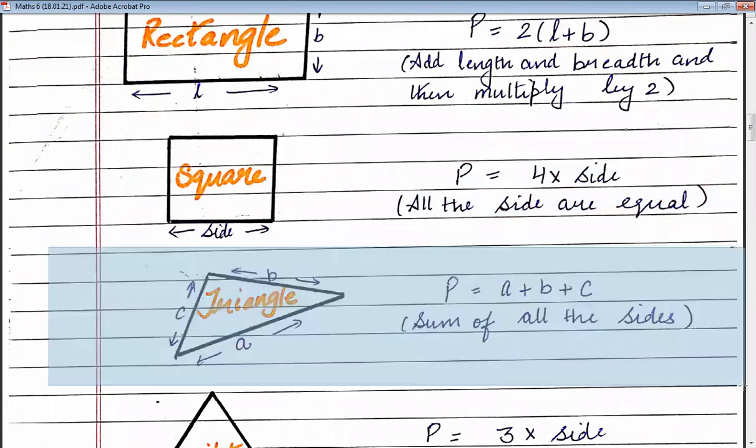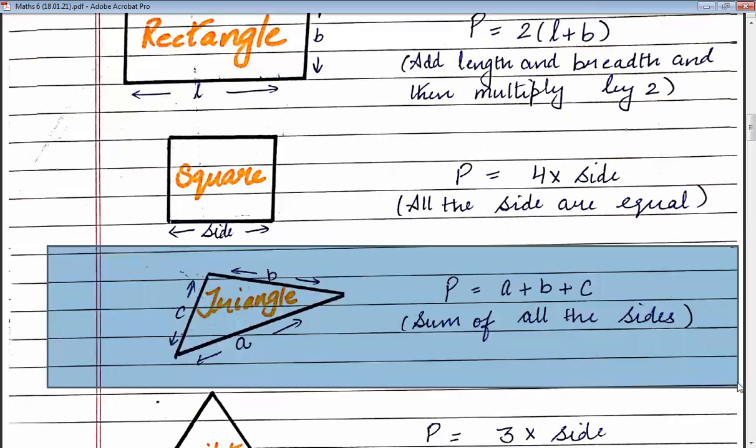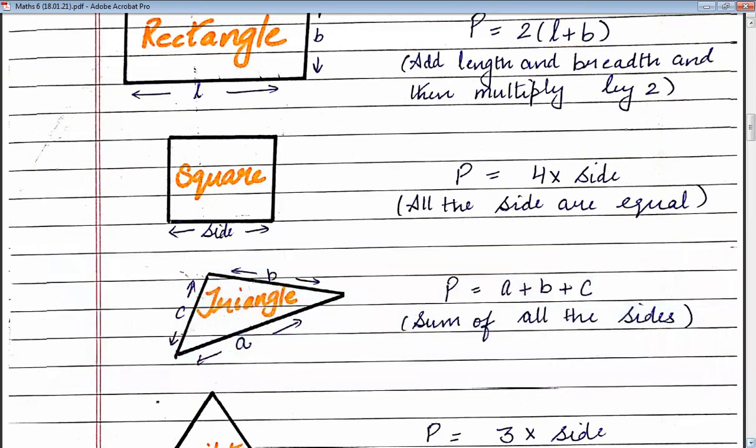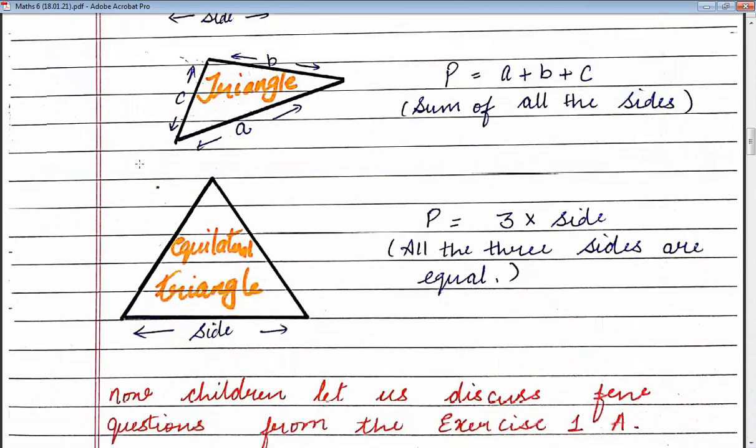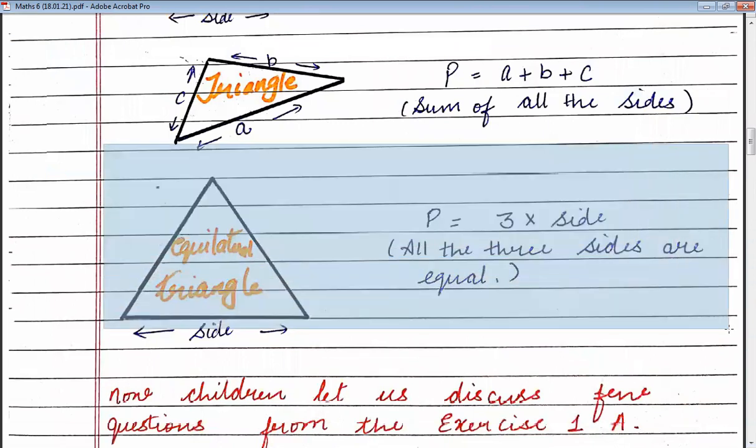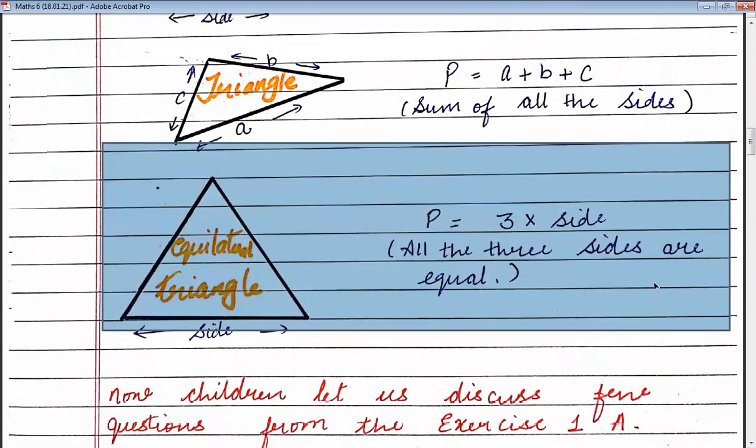Now perimeter of a triangle, and that is a scalene triangle. In scalene triangle, all the sides are different. So what is the perimeter? Is just sum of all the three sides. That is A plus B plus C. Now the perimeter of equilateral triangle, as all the three sides are equal, so your perimeter is just 3 multiplied by given side. Now children, learn all these formulas.